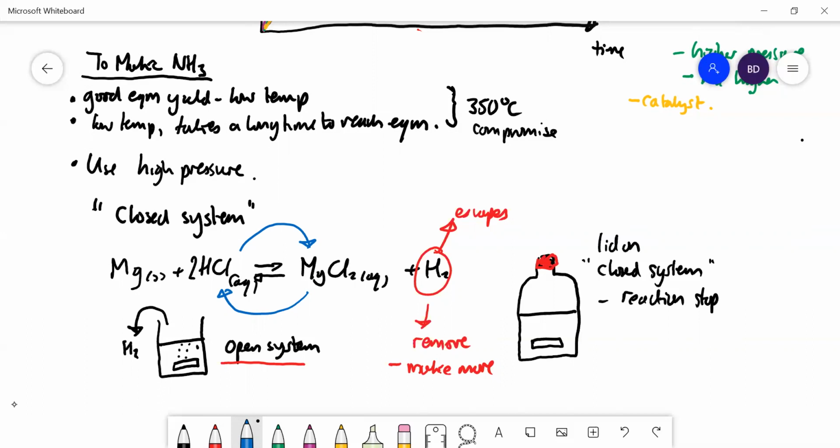So that is just the difference. They're just explaining what a closed system is. It's nothing terribly fancy. It's just that you put a lid on it and keep all the reactants in there. And of course, we don't normally use closed systems when we're doing reactions in the lab. We let the gases escape.